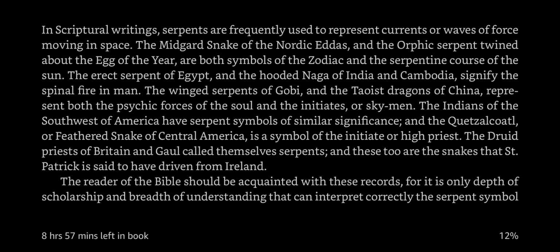In scriptural writings, serpents are frequently used to represent currents or waves of force moving in space. The Midgard snake of the Nordic Eddas and the Orphic serpent, twined about the egg of the year, are both symbols of the zodiac and the serpentine course of the sun. The erect serpent of Egypt and the hooded Naga of India and Cambodia signify the spinal fire in man. The winged serpents of Gobi and the Taoist dragons of China represent both the physical forces of the soul and the initiates or skymen. The Indians of the southwest of America have serpent symbols of similar significance, and the Quetzalcoatl, or feathered snake of Central America, is a symbol of the initiate or high priest.